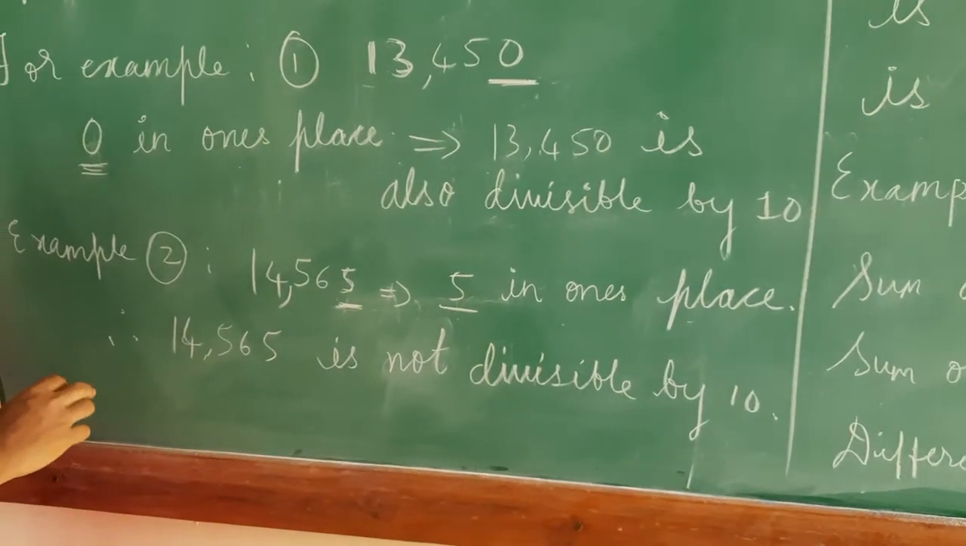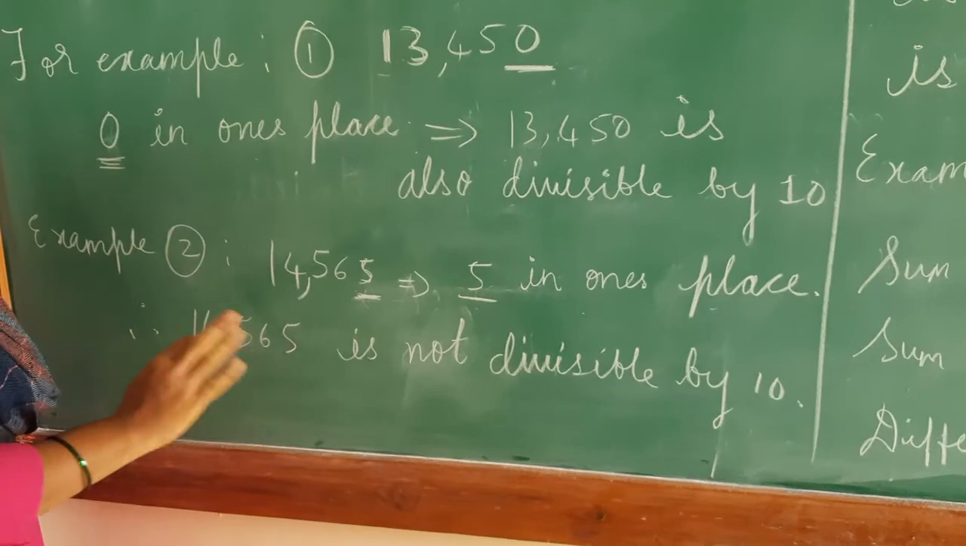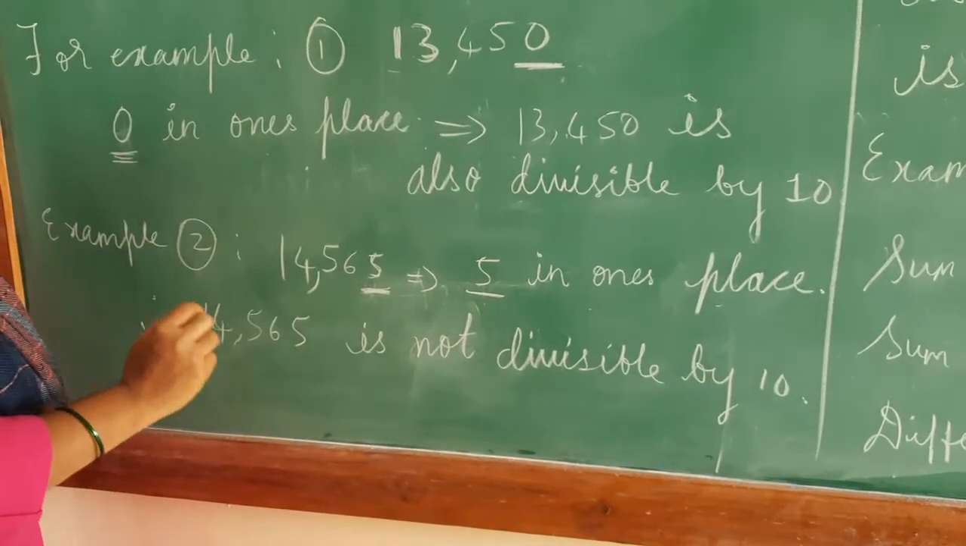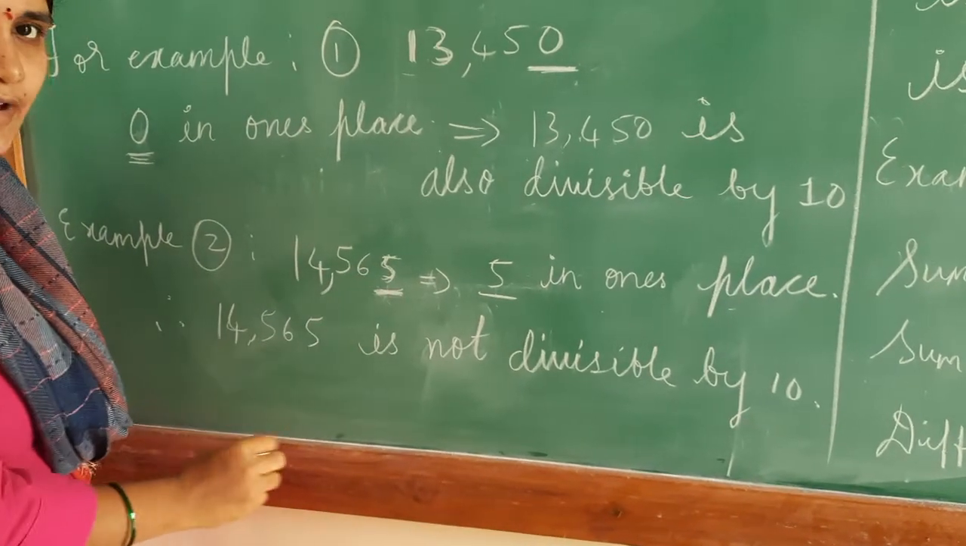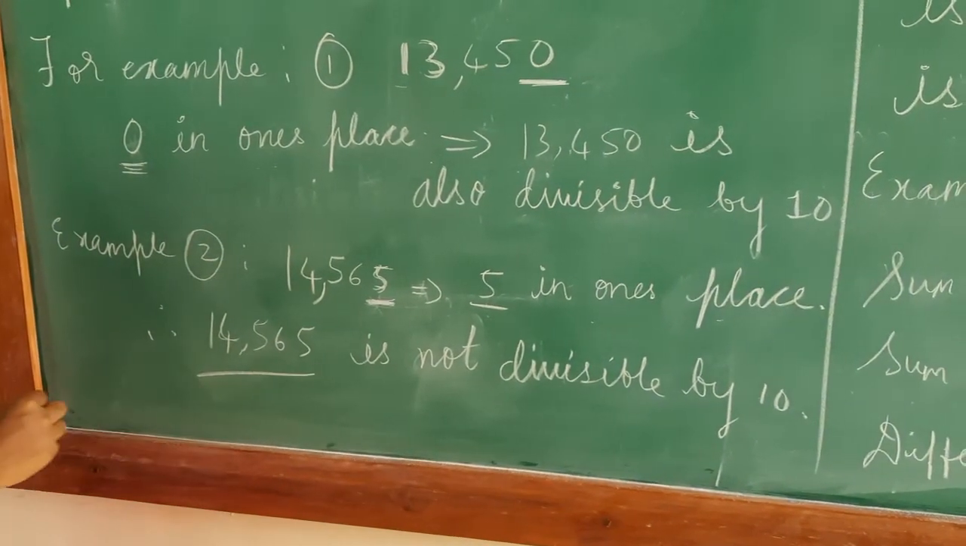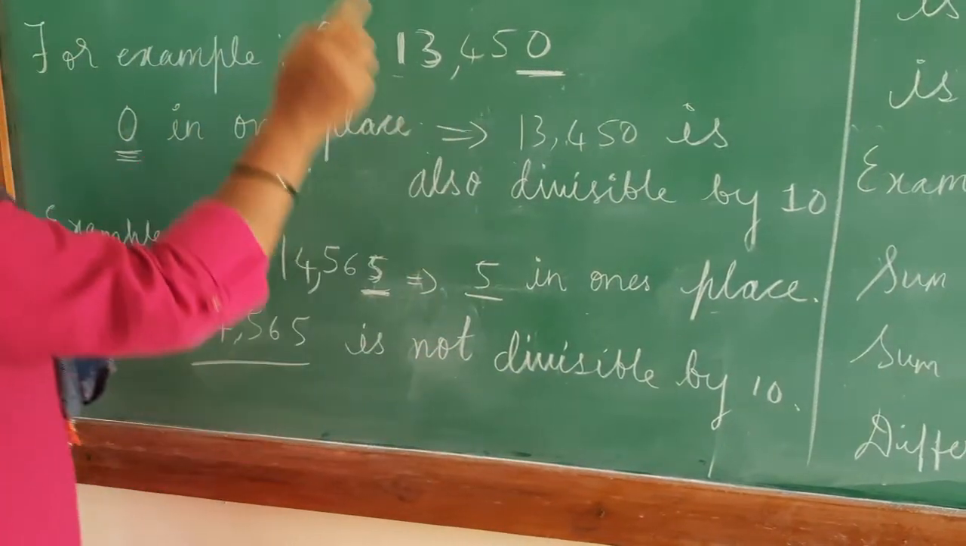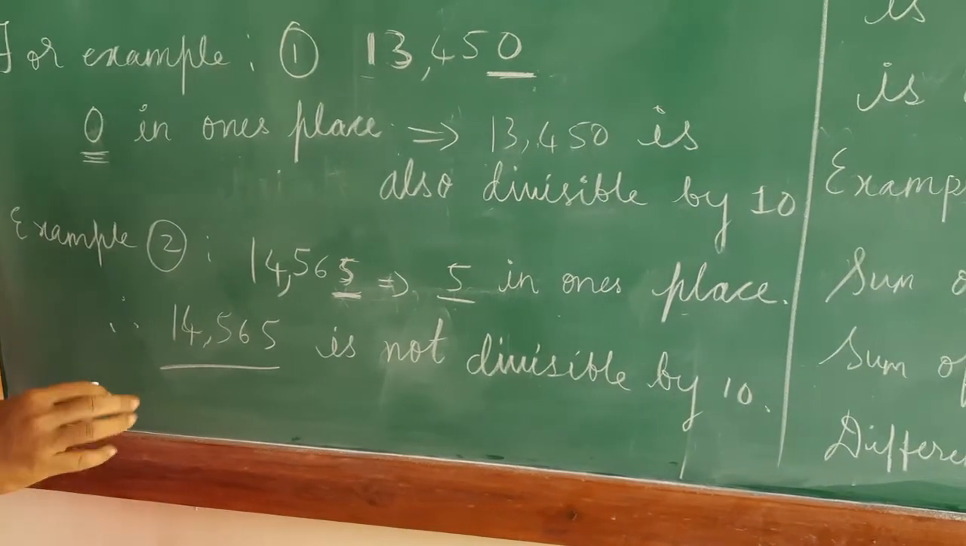Let me repeat the example once. 14,565 is the given number. Let me check the ones place first. In the ones place we have 5. That means 5 is in the ones place. Therefore, the given number 14,565 is not divisible by 10 according to the divisibility test.